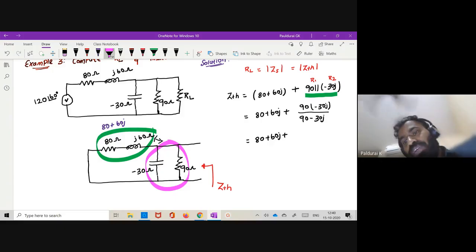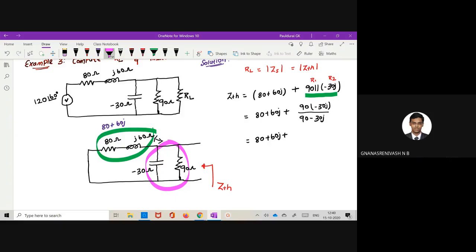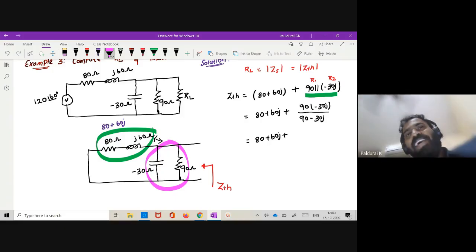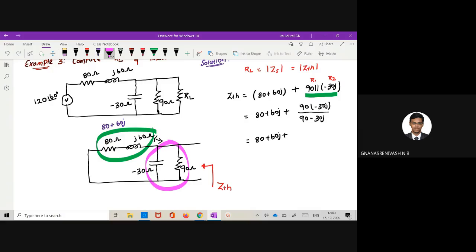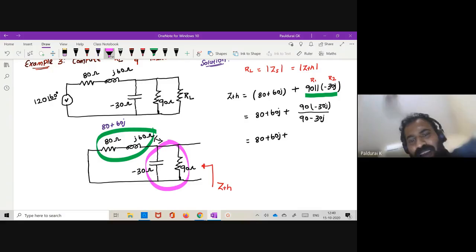And here we are actually making one mistake. Anyone, Sir, can you let me know what that mistake is? On the green and pink, parallel. Then who told you it is series? This is also actually parallel, right? Here also it is parallel.